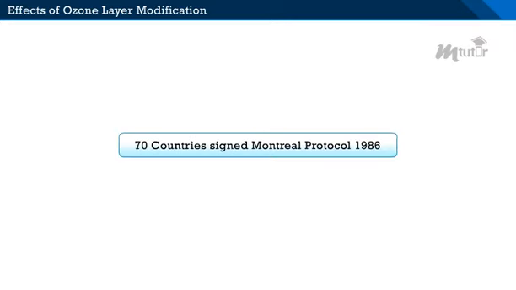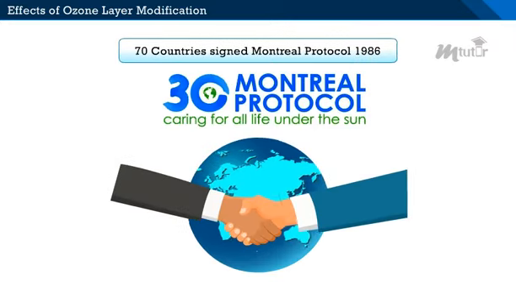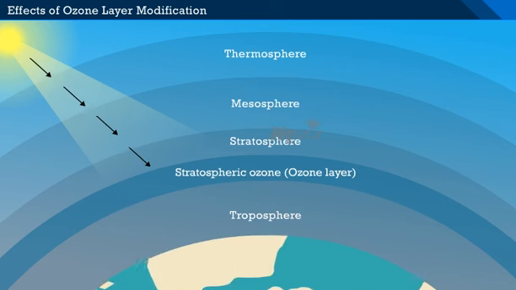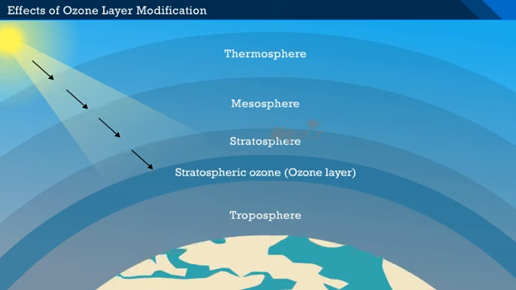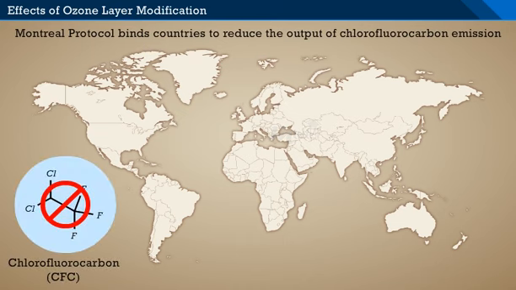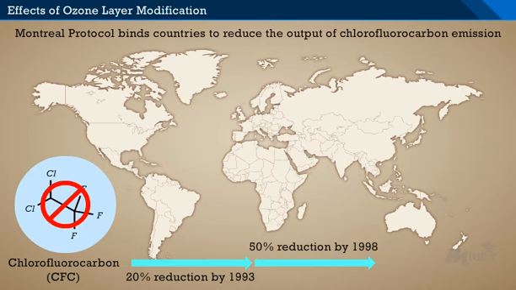Thus, 70 countries signed the Montreal Protocol, an international agreement to reduce ozone depletion, in 1986. This agreement binds countries to reduce their output of chlorofluorocarbon emissions in a stage-by-stage manner, that is, 20% by 1993, 50% by 1998, and then eliminate them.